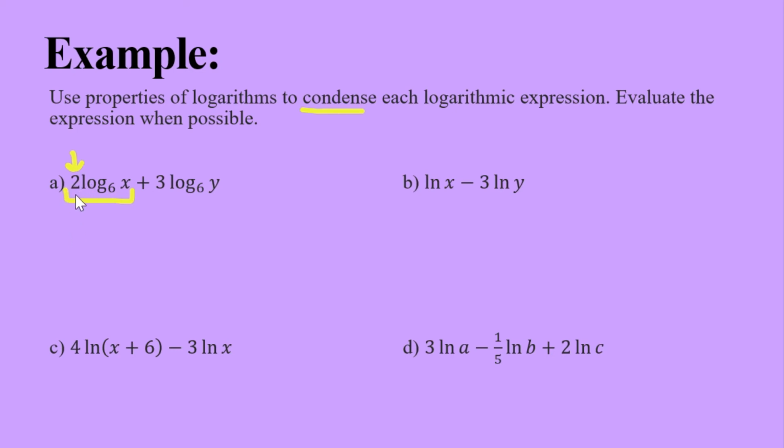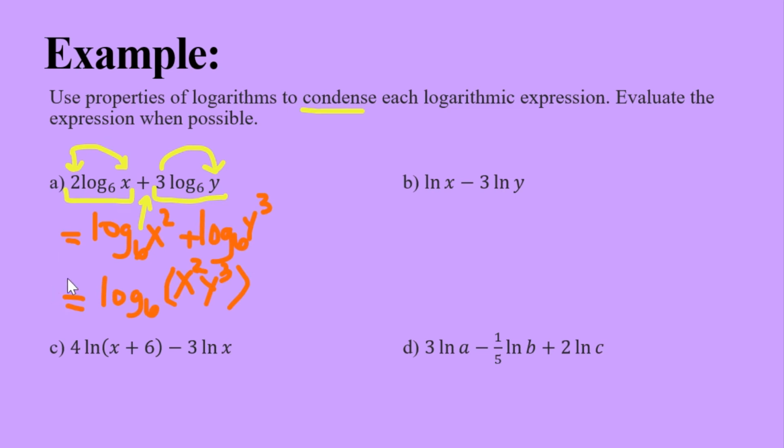If it's being multiplied by this log, then that means it must have been an exponent. So we're just going to rewrite it back as an exponent on this x, and we're going to do the same thing for this 3. We're just going to put it back as an exponent. Now you can see here we have this plus, and remember with addition goes with the product rule, so multiplying. So we're going to multiply our functions together. So therefore, putting everything back together in terms of just one log, we have now condensed it down to just log base 6 of the two functions being multiplied together, x squared times y cubed.